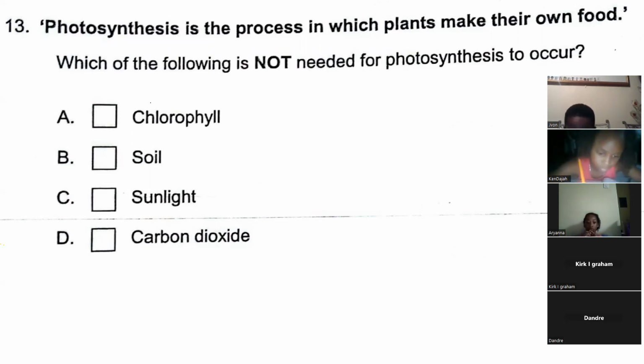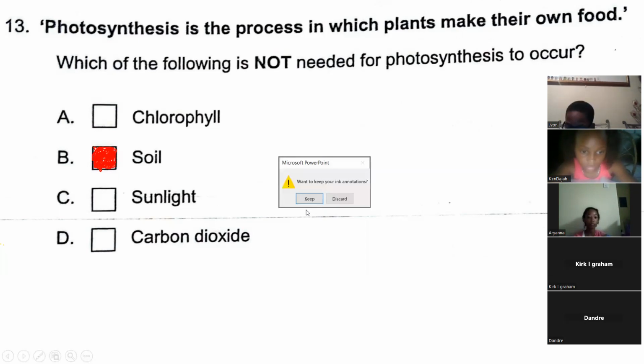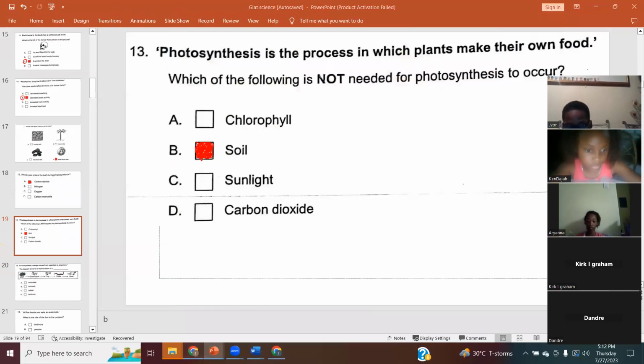So what is not needed for photosynthesis? Soil. But you need chlorophyll. Can anyone remember what chlorophyll is? Ariana, can you remember chlorophyll? Chlorophyll is the type of thing that makes the plant have like color, like green color. Yes, very good. Chlorophyll is the pigment that gives the plant its green color. Remember when we saw chlorophyll last class, science class, it was the green stuff.